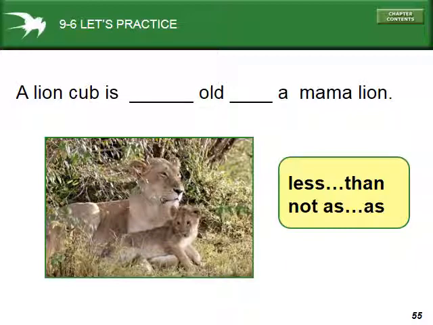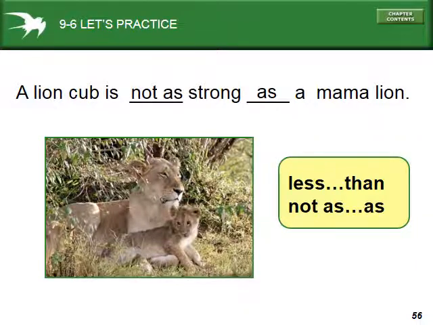So if we take a look at this one, the adjective is old. Which one can we use? We can only use not as, because less can't be used with a one-syllable one. Okay? A lion cub is, now here we have strong. How many syllables is that? It's one. So again, it has to be not as.